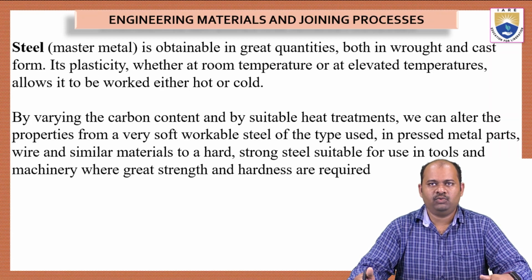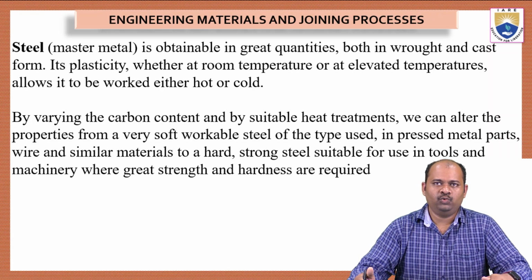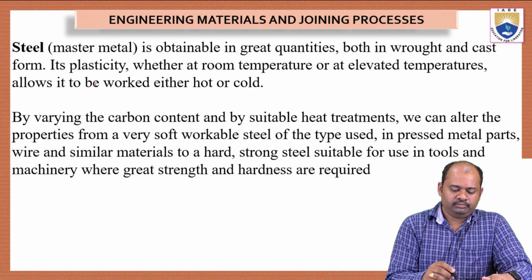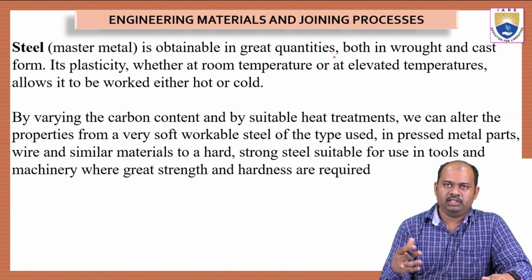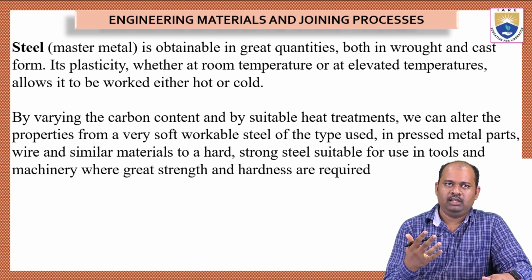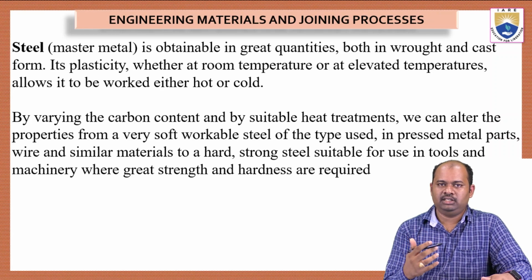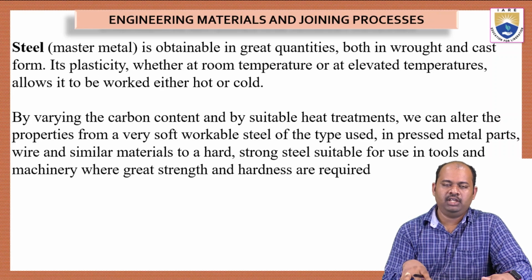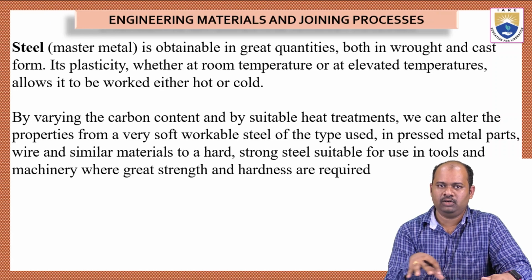Okay, it is obtainable in great quantities, both in wrought and cast forms. Its plasticity, whether at room temperature or elevated temperatures, allows it to be worked either hot or cold. So steel is found in large quantities in two forms, that is wrought steel and cast steel. Each type of steel has its own properties, and because of the high plasticity at room temperature, it can be used for either hot working or cold working conditions.